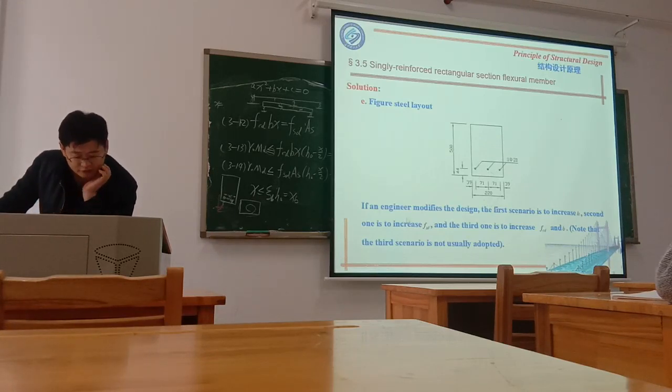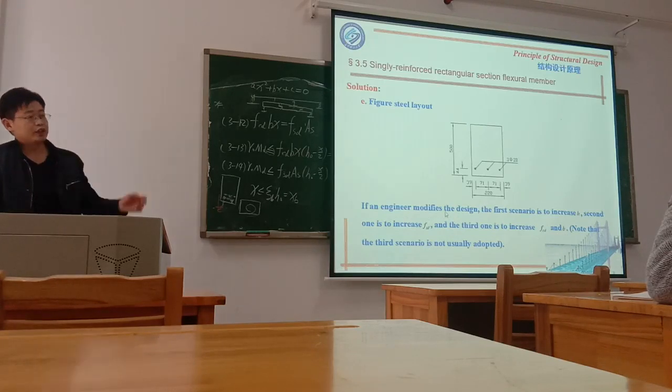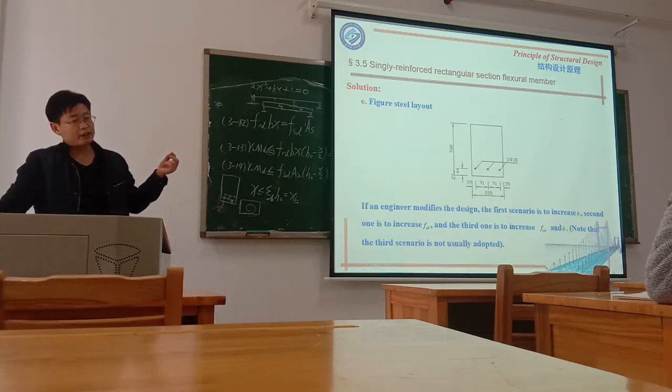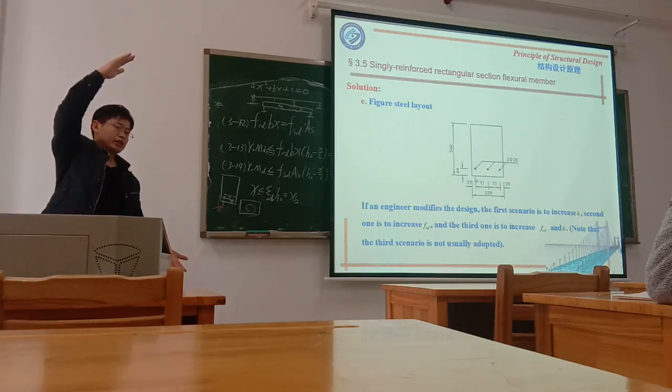So if the engineer modifies the design, the first scenario is to increase H, the second is to increase FCD, and the third one is to increase FCD and B. So what does this mean? In some situations, if you check and find that it does not satisfy the requirement, then you have a choice. The first choice is to increase H, the height of the section.